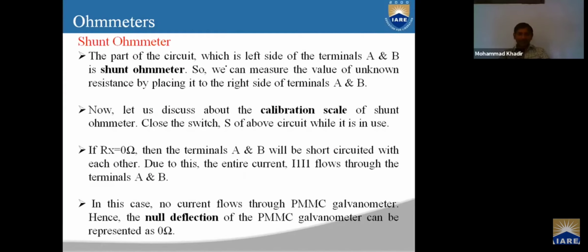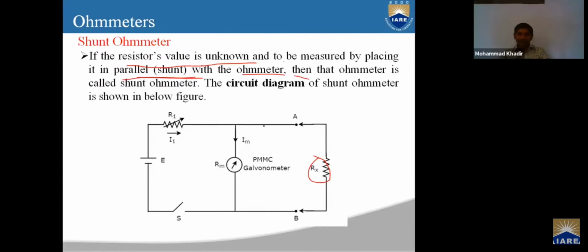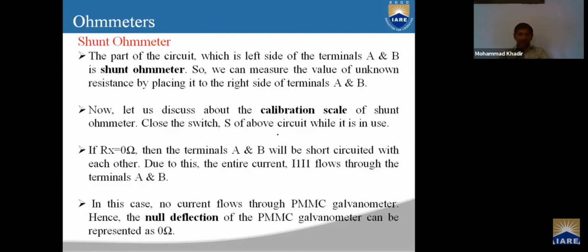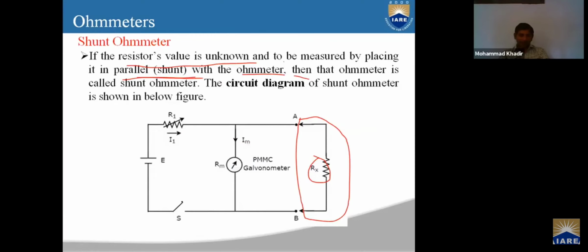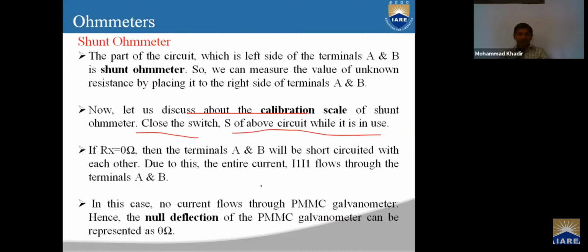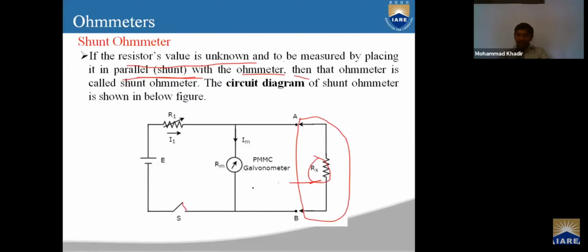So on the left hand side, the A and B terminals are the shunt ohm meter. Now I am placing my unknown resistance Rx at the two end points. This Rx will be calculated by discussing the calibration scale of the shunt ohm meter, closing the switch S while it is in use. First, what we have to do here is the switch should be closed when you are going to calculate Rx. Then only the current will flow through the circuit.